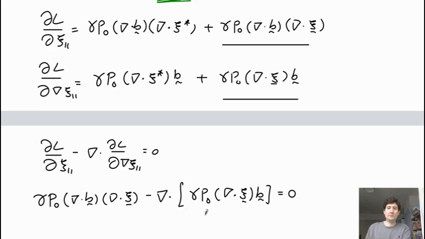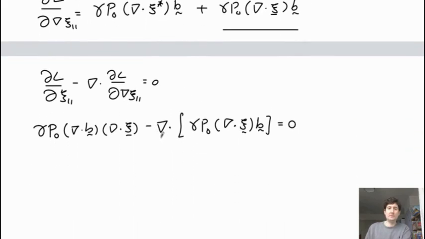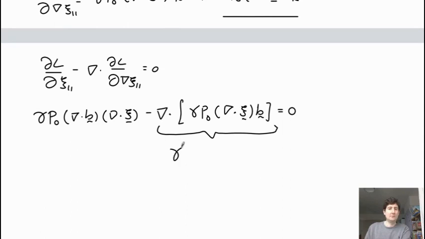So then, the next part is to expand out this term here. We'll expand out this whole term, and this will break up into 3 pieces. So we end up with one which is like a gamma p naught. We'll take the divergence of b first.